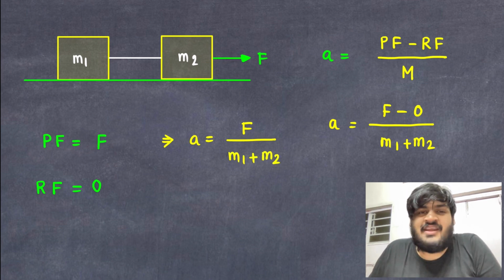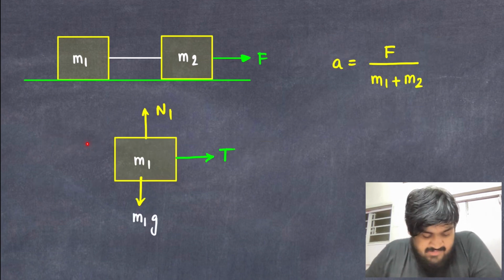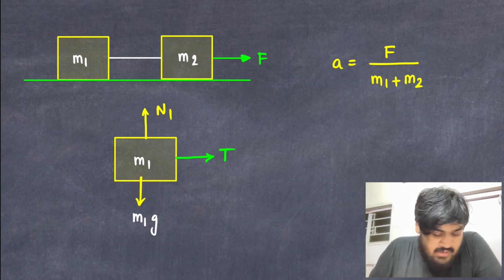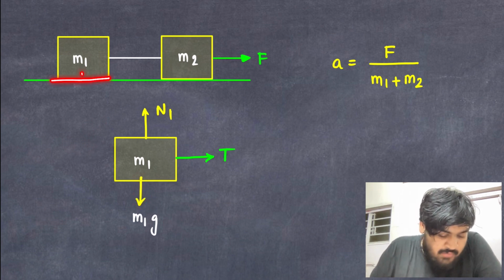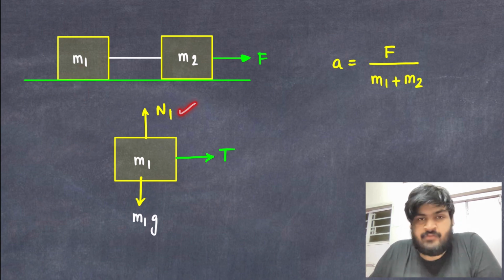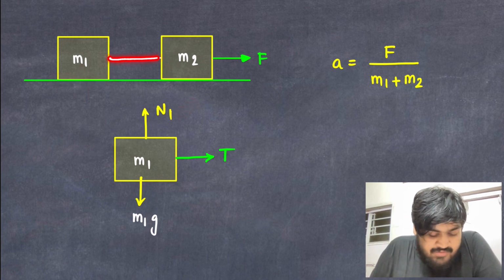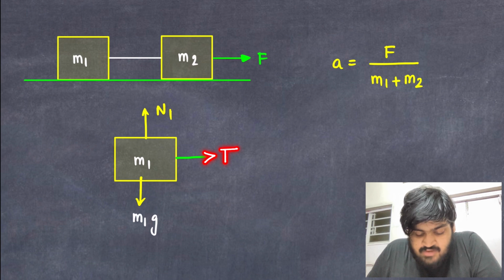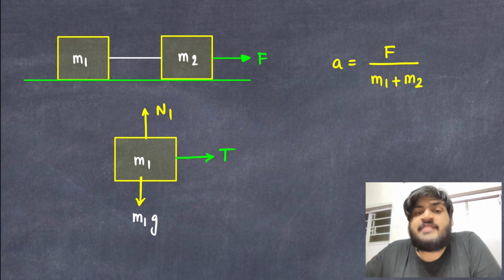Okay, so we need to find the tension now. This is the free body diagram of the block of mass m1. Downward will be the weight of the body, that is m1g. The ground will give a normal force upward, which will be N1. And here we have a string, so this string will provide the tension force. This will be a tension force T, which is actually away from the body, right? Tension always acts away from the body, right?